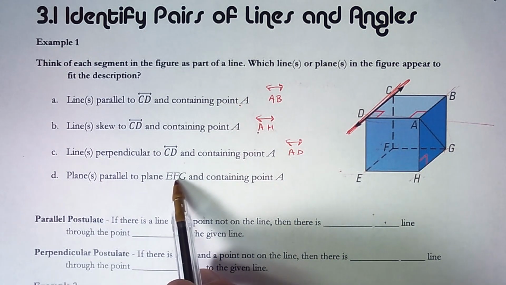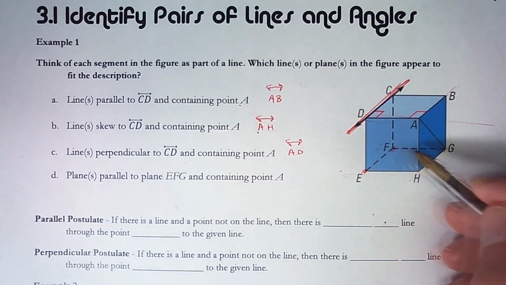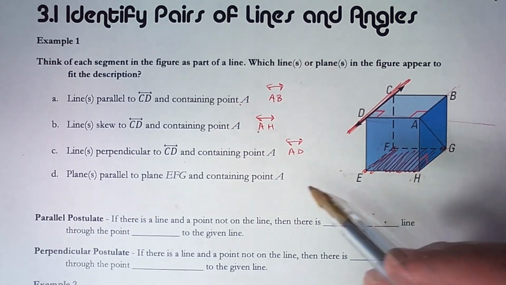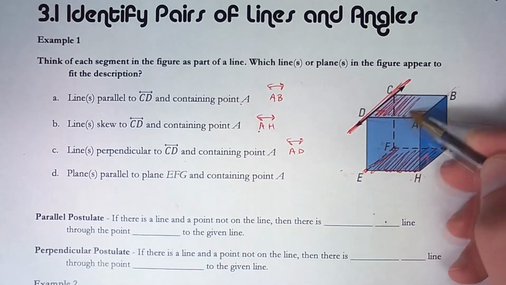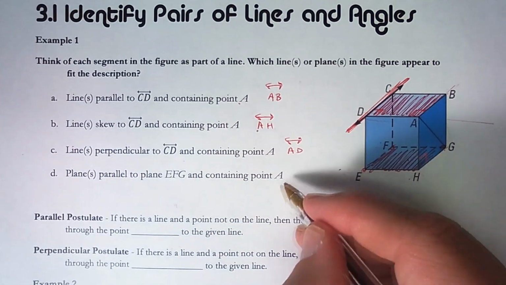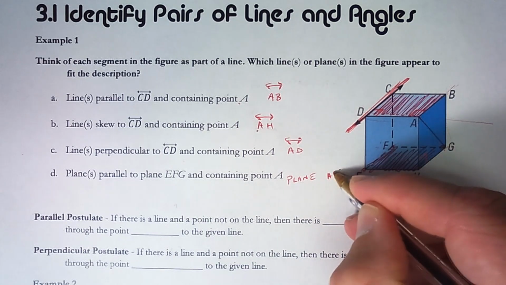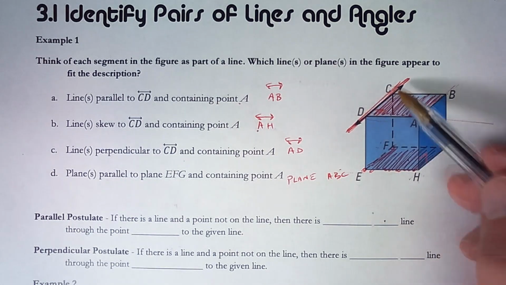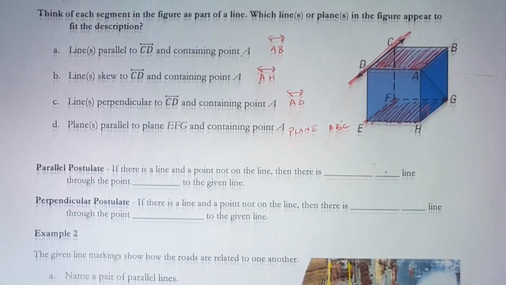And then a plane parallel to plane EFG. So plane EFG, so that's this plane right here. A plane parallel to that contains point A. That would be this plane up here. So those are two parallel planes, and this one contains point A, so I could call it plane ABC, or any three letters in this plane. I could call it ACD, BCD, any three letters in that plane.